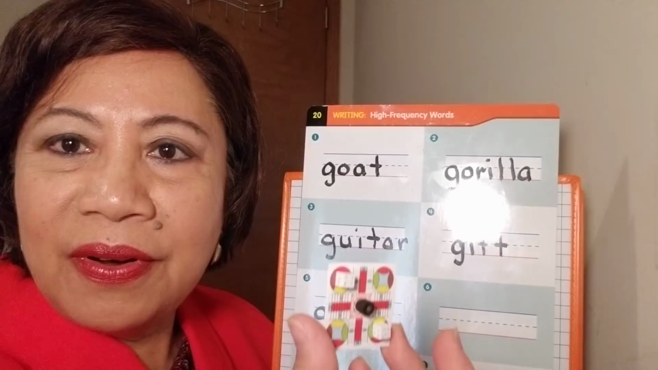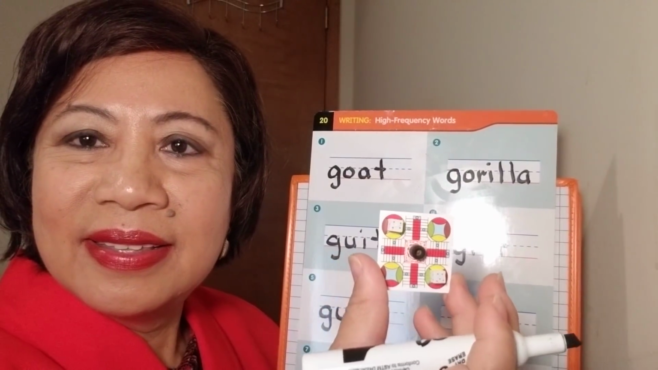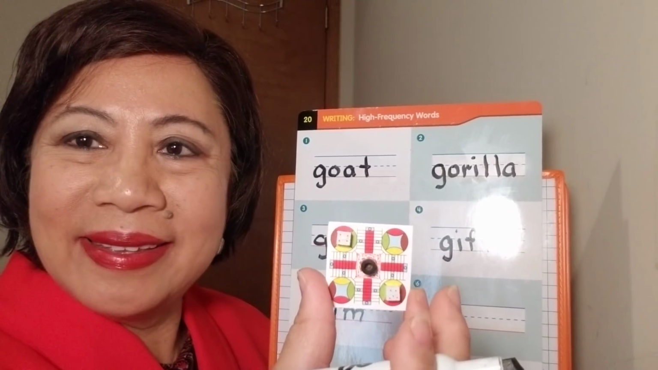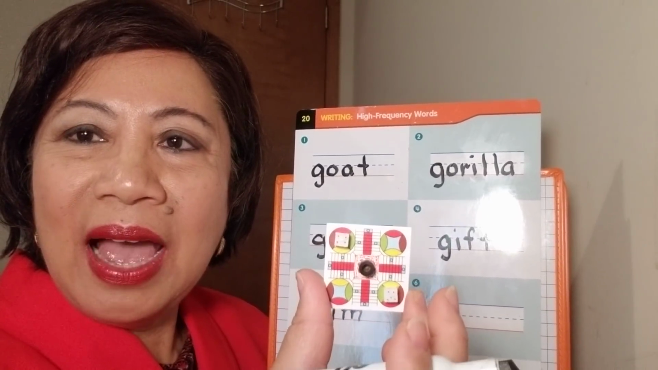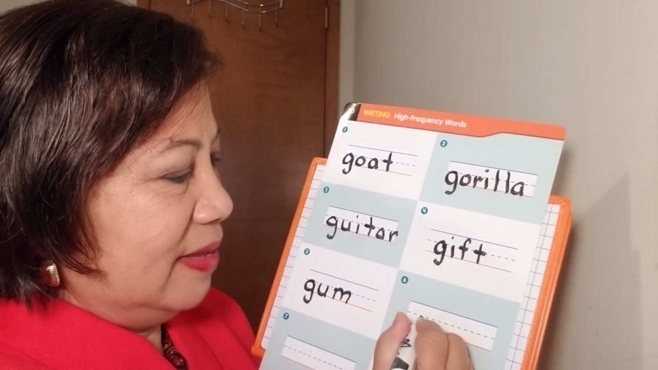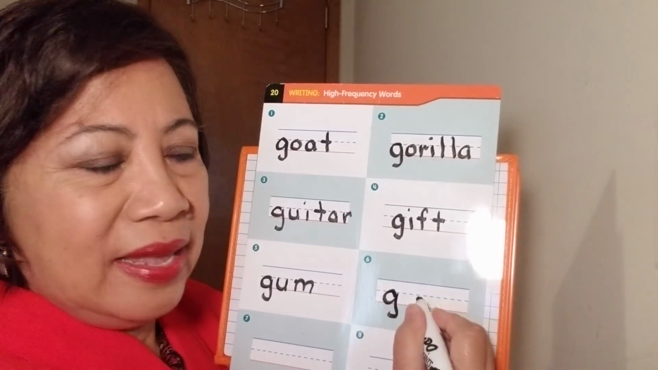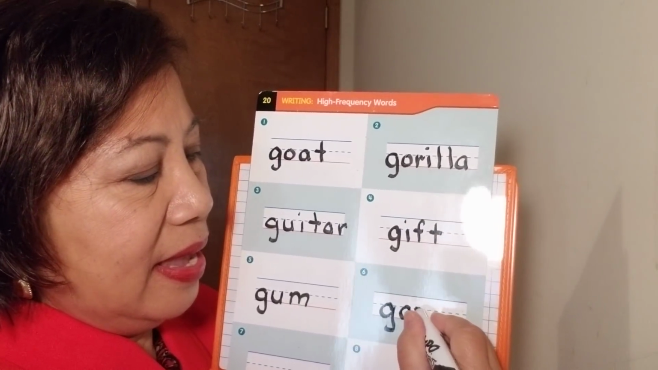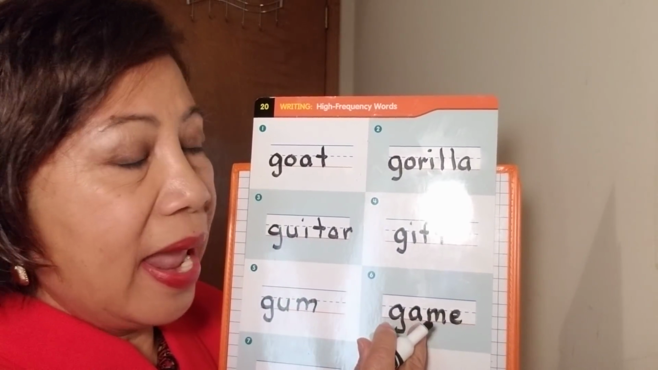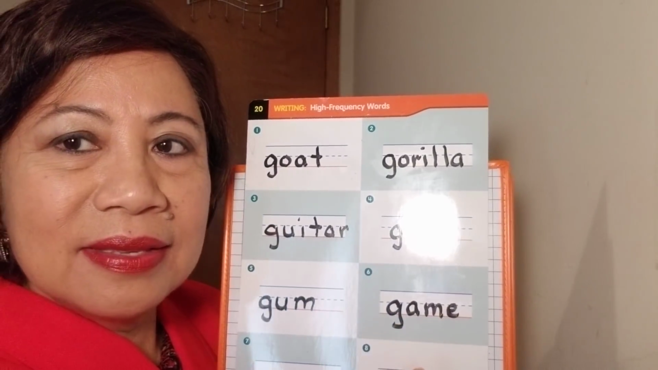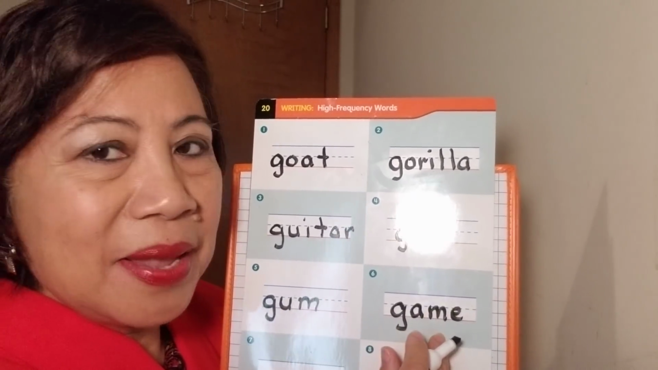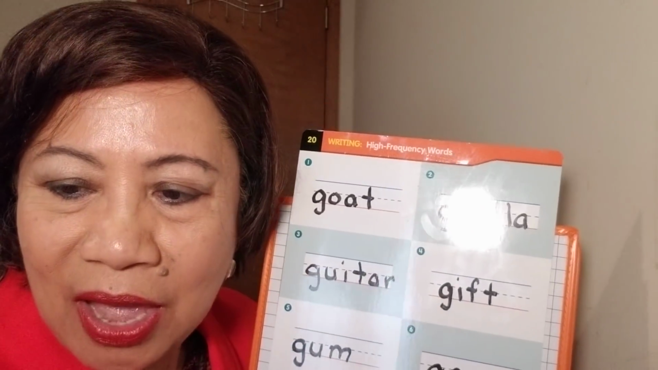Let's look at this. Have you seen this before? It's a game. You play. It's a game. How do you spell game? Let's write it down. G-A-M-E. Aim. And the E is silent. It's a long vowel. Game. Very good. All right.